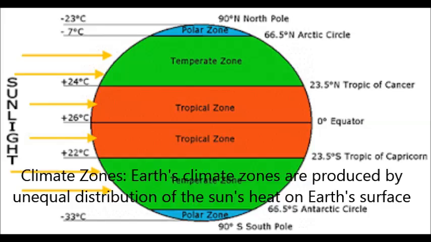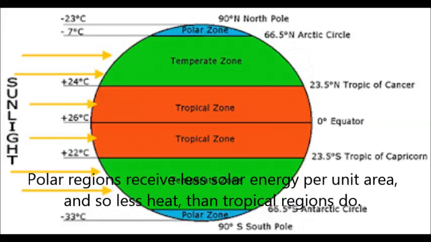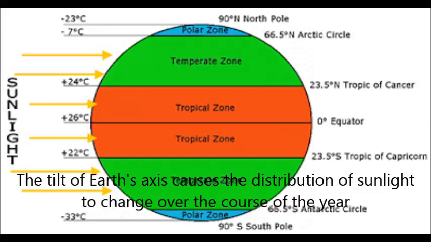Climate zones. Earth's climate zones are produced by unequal distribution of the sun's heat over Earth's surface. Polar regions receive less solar energy per unit area, and so less heat than tropical regions do. The tilt of Earth's axis causes the distribution of sunlight to change over the course of the year.